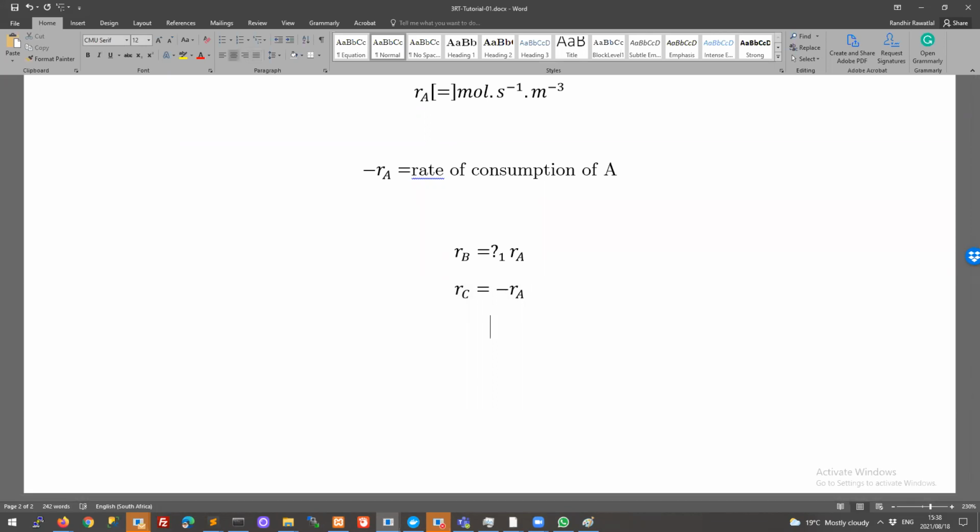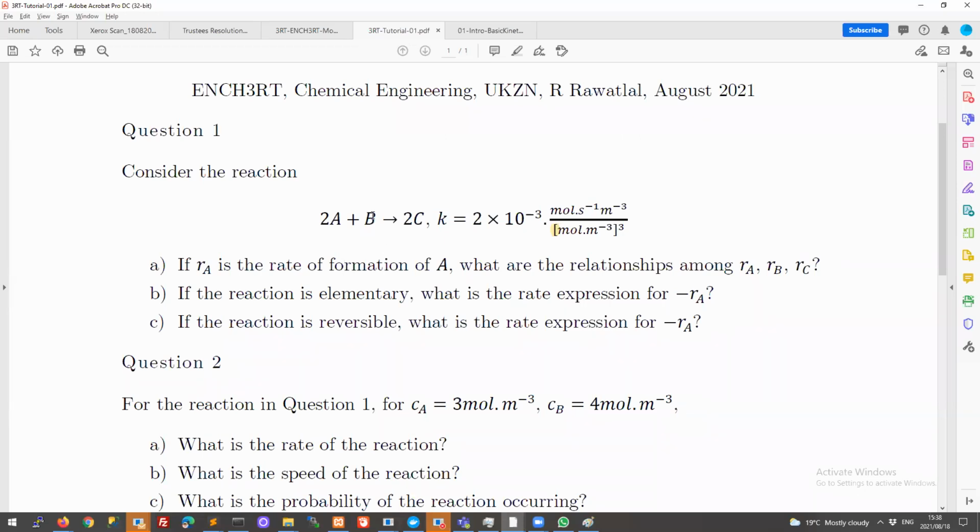Okay, so that's one. Then in terms of RA and RB, both are being consumed, so they will have the same sign. So in fact, strictly speaking, we should say minus in front of each of these. And then you can see that B is consumed half as fast as A. So whatever the rate is of A, B is half that rate. So if you like, RB equals a half A.